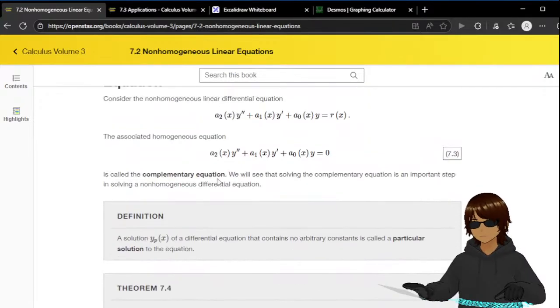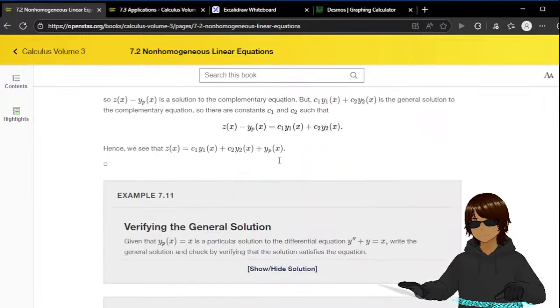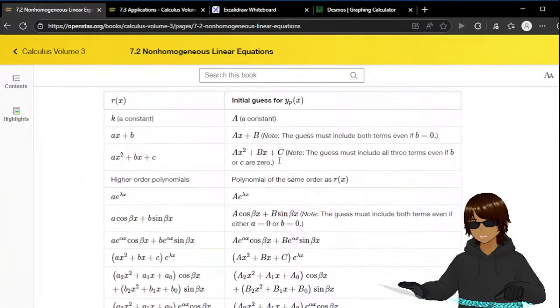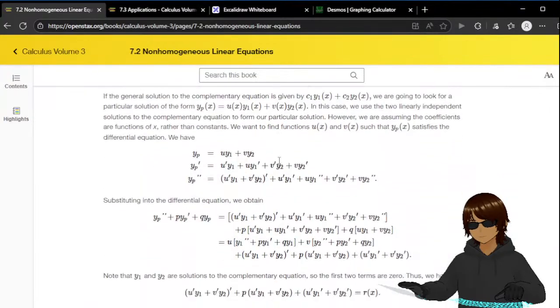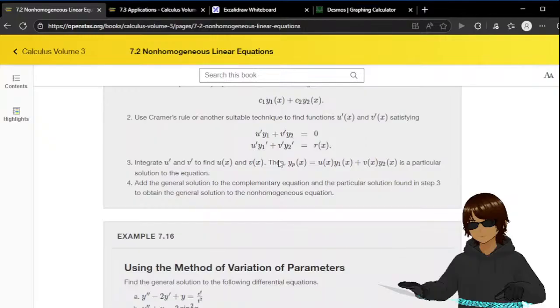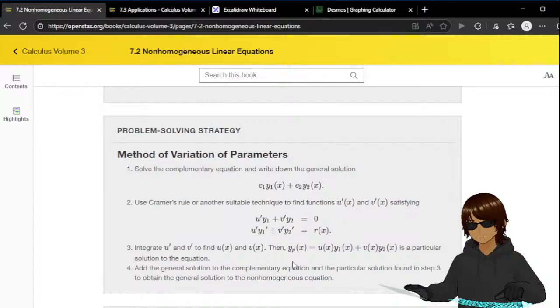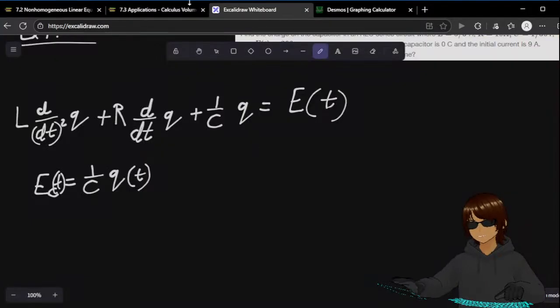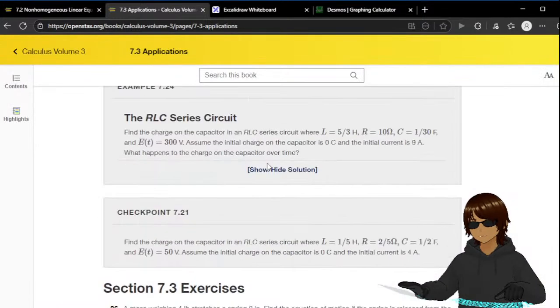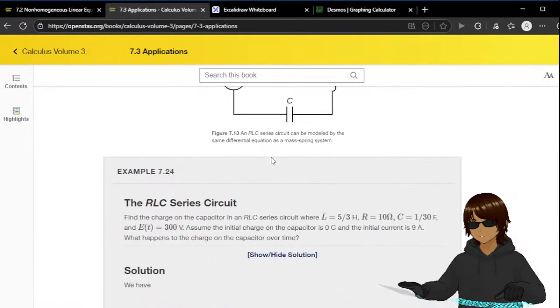Complementary equation. First, we need to find the solution of the complementary equation. That gives us this. And then we find the potential equation. And then we get a general solution. But what are we trying to find? Hold on, let me just see the first step. Yeah, we have that.